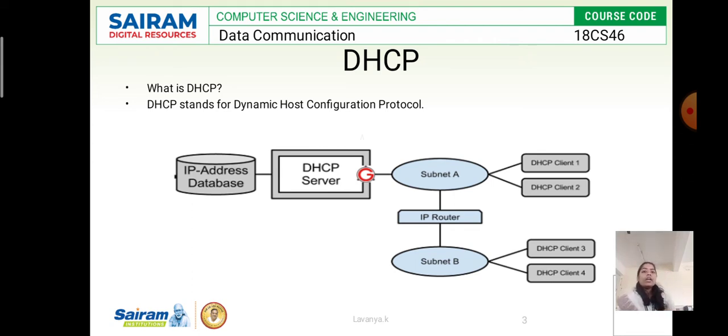Like I told, it provides n number of functions: DHCP ACK and NAK, that is positive acknowledgement and negative acknowledgement, and information, as well as releasing the resources. Then one more thing, discover, offer and request, these are all different functions that they perform in the DHCP protocol.